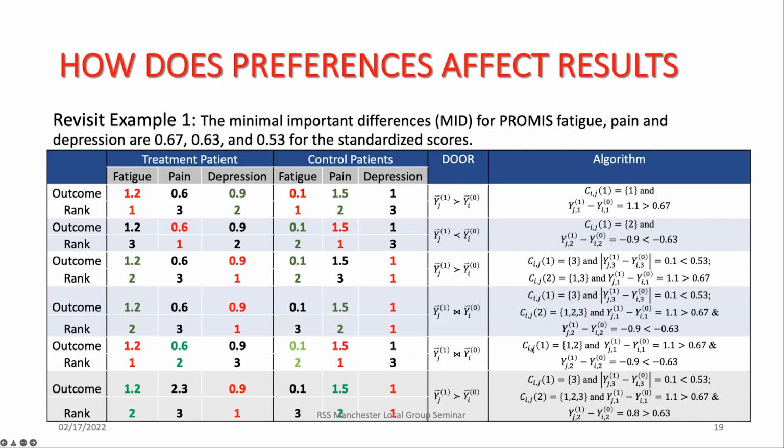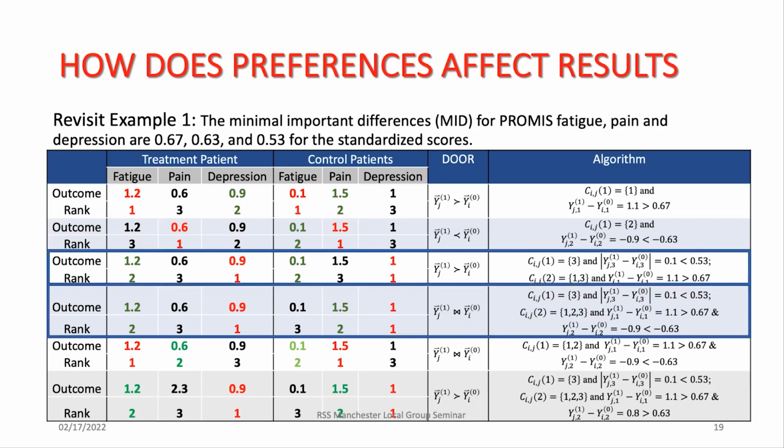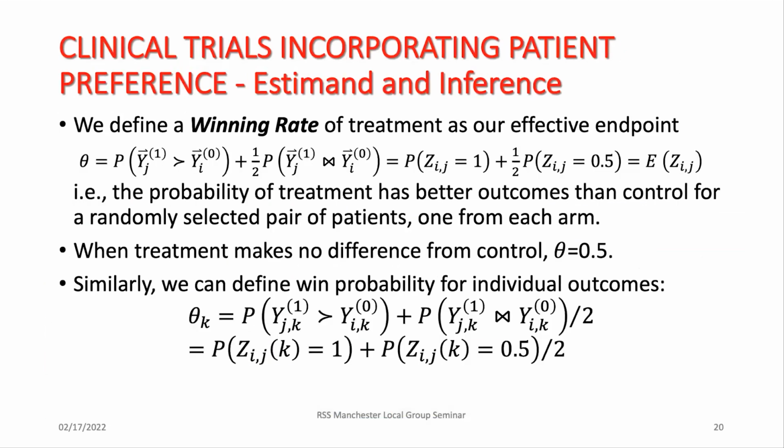I think for the time, I skipped that, but this just gives some examples for the same set of clinical outcomes. When you have different ranking systems or different preferences, you may end up with a different conclusion, even when the clinical endpoints are the same. Okay, so I skipped that one.